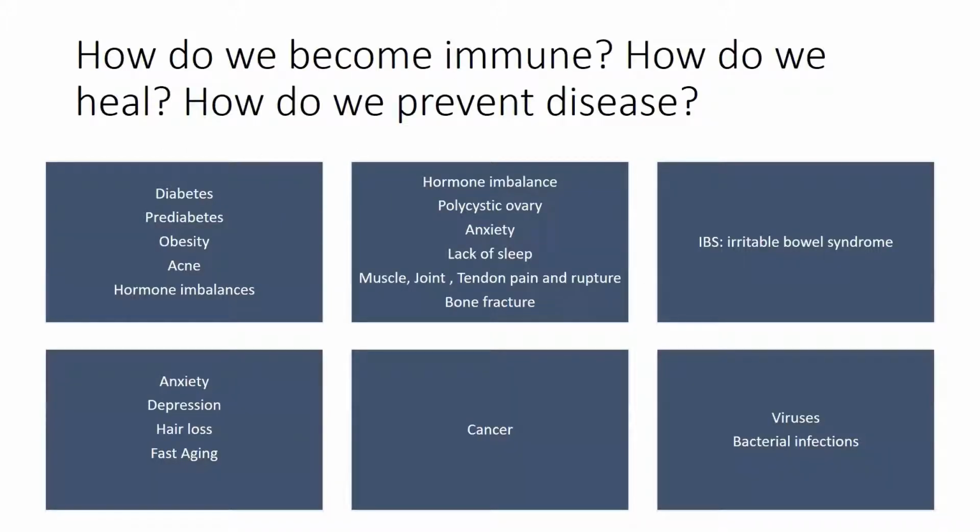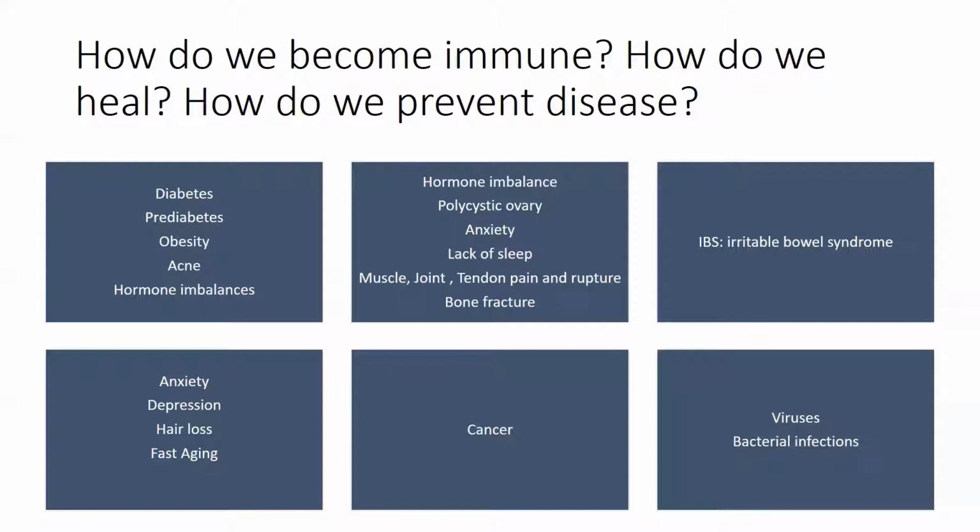Now, how do we become immune to diseases, how do we heal ourselves, and how do we prevent diseases? Some of the common diseases of living in the city are diabetes, pre-diabetes, obesity, acne, and hormonal imbalances, which also involves the endocrine system, as I showed you before. This could mean glands would stop functioning, especially the adrenal glands because of stress, or polycystic ovaries.